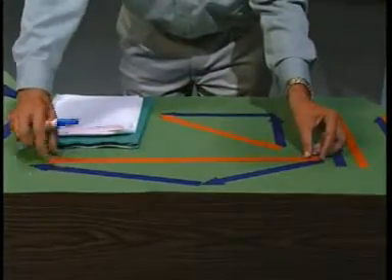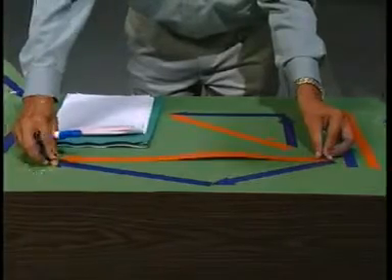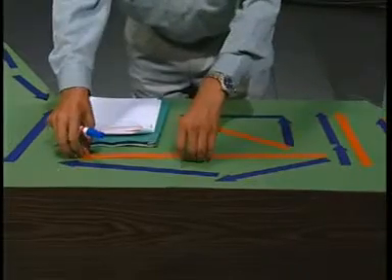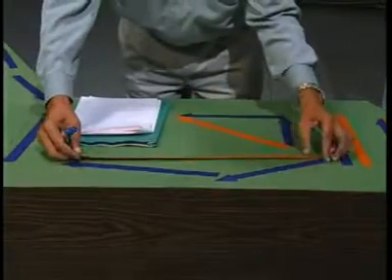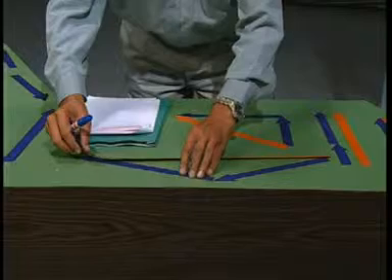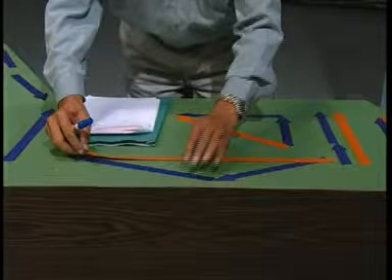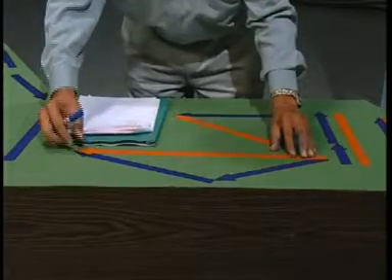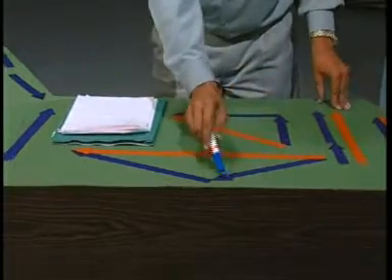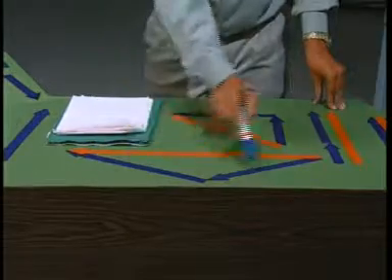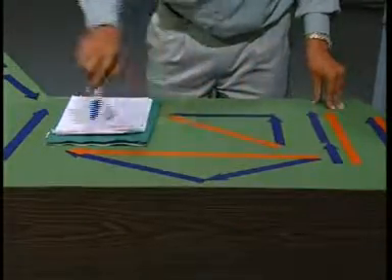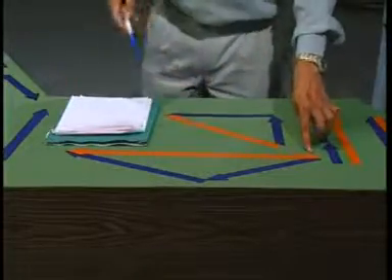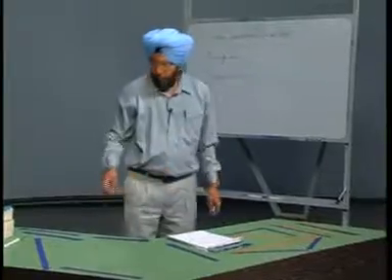Here we have two vectors represented by the blue arrows. The resultant is given by the third. So, we have two vectors represented by two sides of a triangle taken in the same order. The resultant is given by the third side taken in the opposite order. Now, we have polygon law.